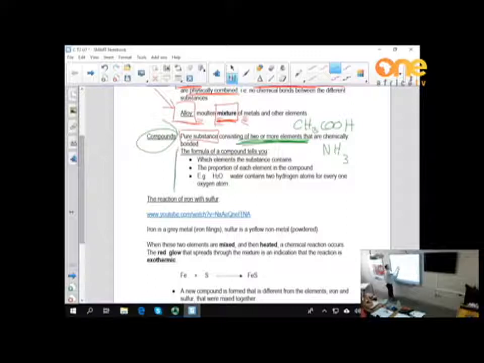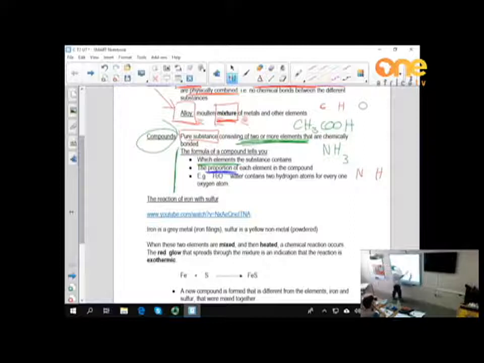Now, the formula of a compound, for example, NH3 or CH3COOH, tells us in the first place which elements we have. Which elements do we have over here? Carbon, hydrogen, and oxygen. Which elements do we have over here? Nitrogen and hydrogen. You follow me? Okay, so which elements we have. It also tells us the exact proportion of each element in the compound.